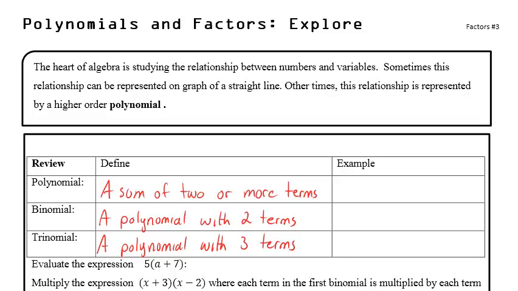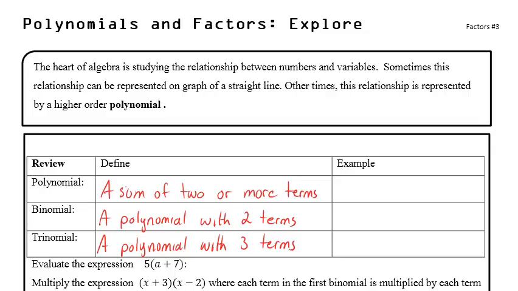I just start off by saying something about the heart of algebra being a relationship between numbers and variables. So that's what algebra is. It's not necessarily just equations with variables in it. It's actually looking at a relationship between numbers and variables. And with that, polynomials is involved. We'll be talking more about algebra as we go on through the year.